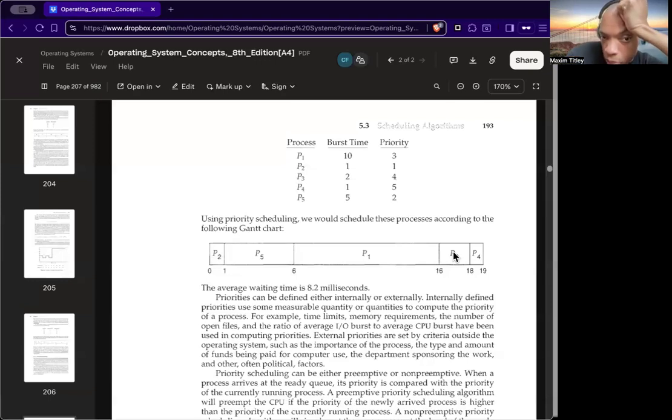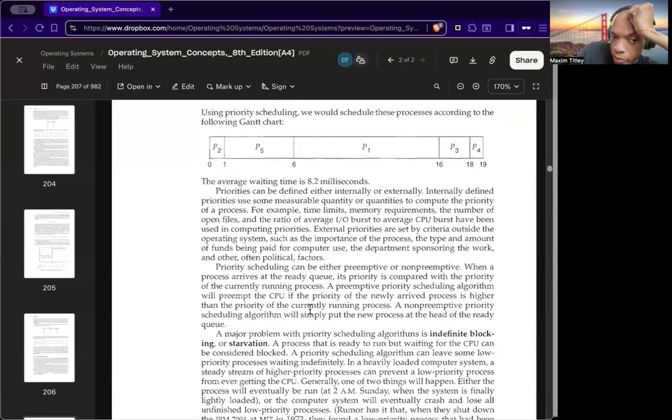P3 has a priority of 4. It runs for 2 seconds. And P4 has a priority of 5, and it runs within 1 second. The average waiting time is 8.2 milliseconds.